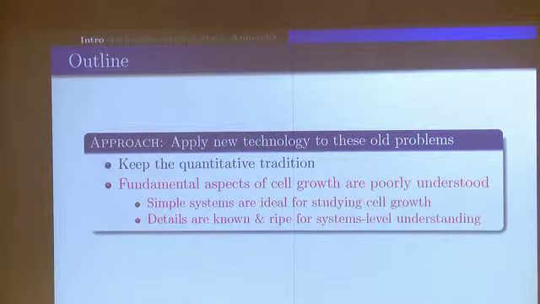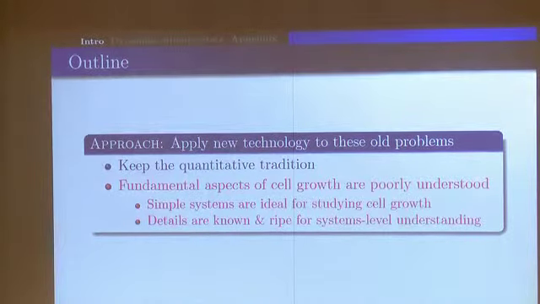Because cell growth is such a basic process that has been studied for such a long time, one may expect that we know a lot. And it is true that we know a lot of the details of the basic metabolic pathways, but how these interact together dynamically in time and in different environments, we actually know very little about. So I think this is a really good case study where we can take what we already know at the level of details and shoot for a more systems level understanding.